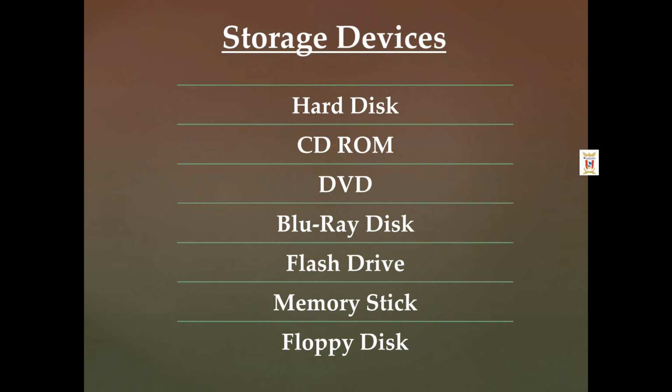Next device is the Blu-ray disc. This is famous. Blu-ray disc is the new optical disc format that is rapidly replacing DVD. As I have told you, this is more famous. The name Blu-ray disc is derived from the blue violet laser, which is used to read and write this type of disc. We have some advantages, like it has a larger capacity, which is 25 GB to 50 GB.